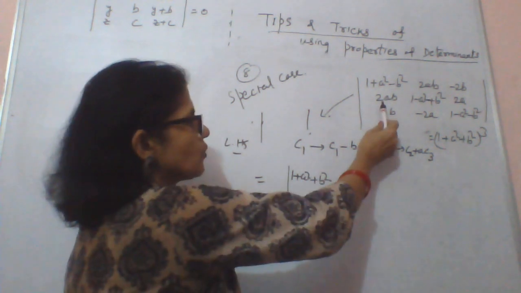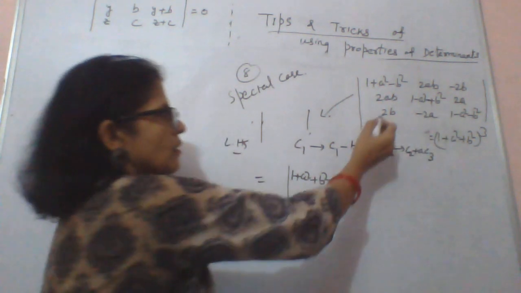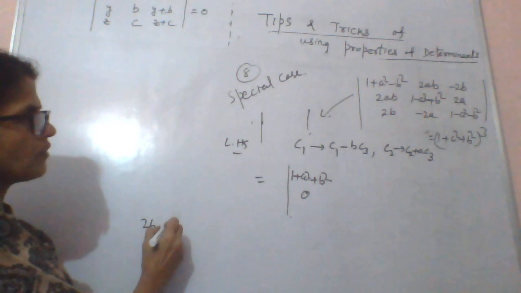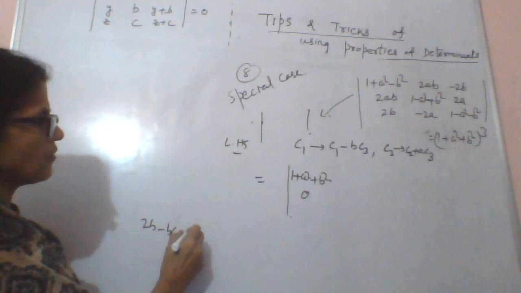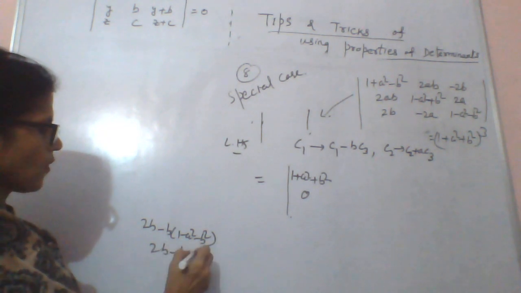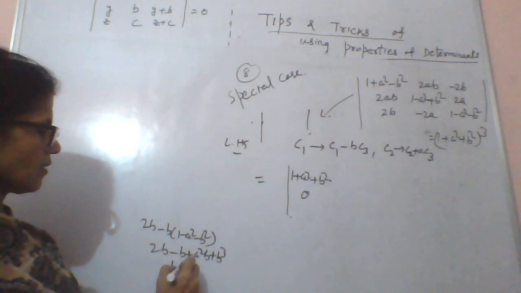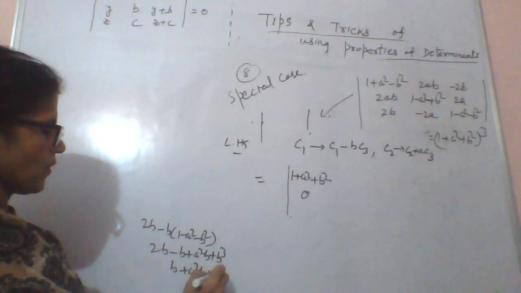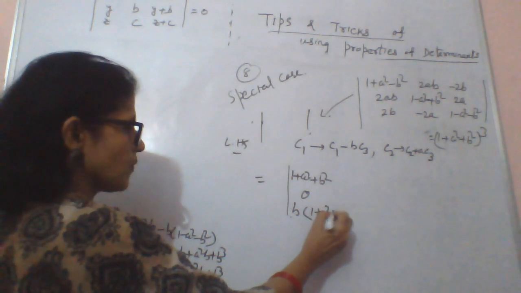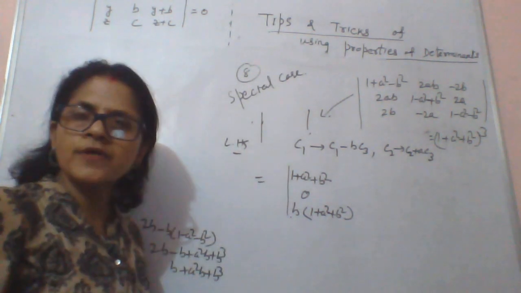Here you are getting 2AB minus B into 2A, which is 0. Here you get 2B minus B into (1 minus A square minus B square), meaning 2B minus B plus A square B plus B cube. So you are getting B plus A square B plus B cube, and taking B common, 1 plus A square plus B square. Right? And similarly C2 replaced by C2 plus AC3.